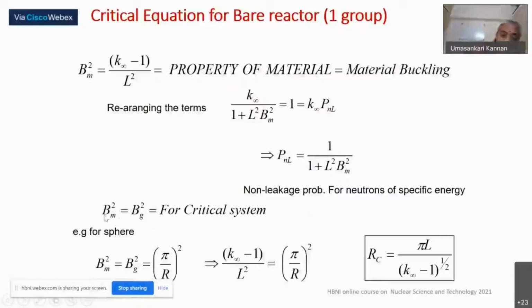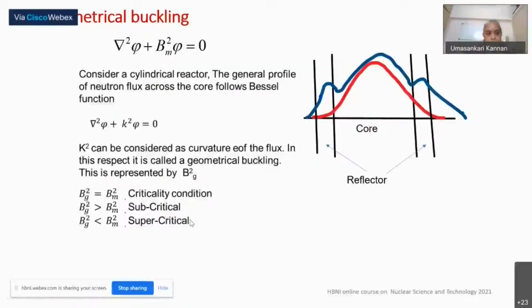And the condition for criticality is basically when you have Bm square equal to Bg square, you have a critical system. So again, I would like to explain a little more about this geometrical buckling and the curvature of the flux. Let us consider a simple system where we have a core and a reflector region. Here I am trying to plot the flux profile. If I plot this equation, it will become something like this.